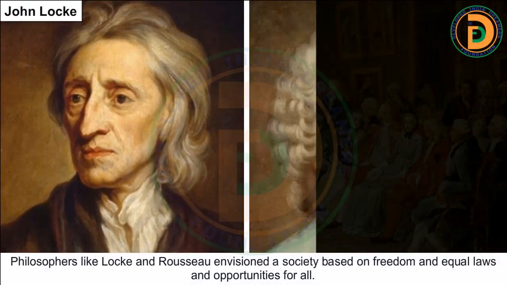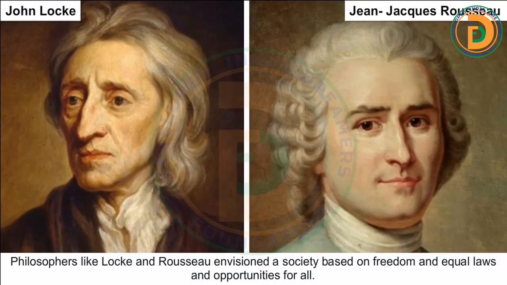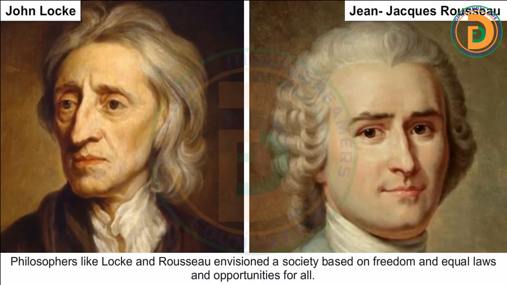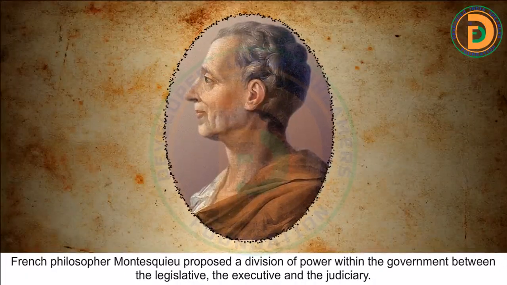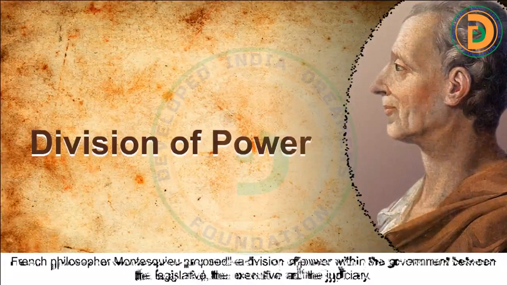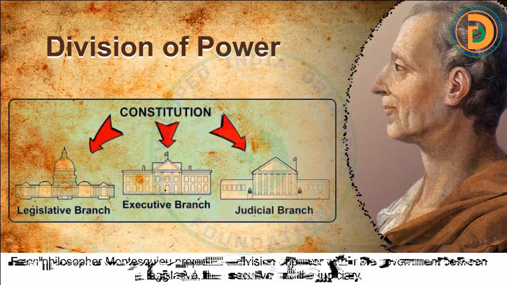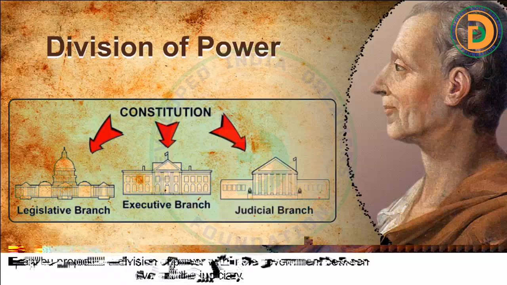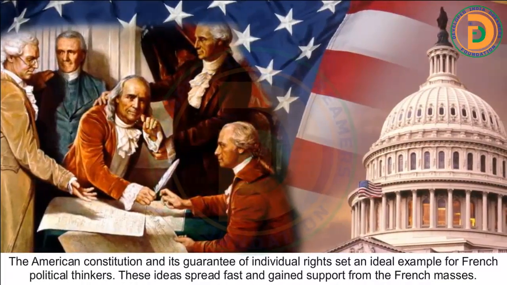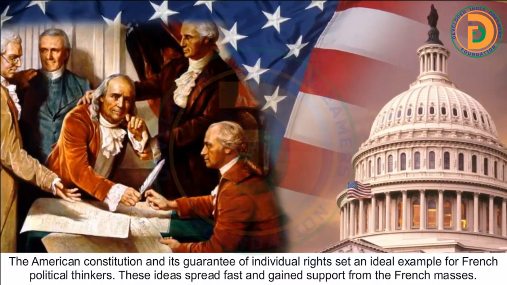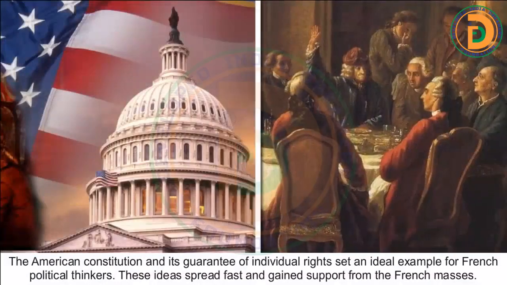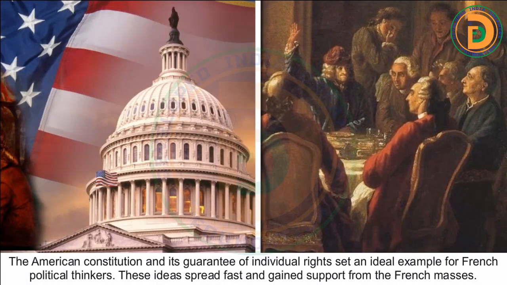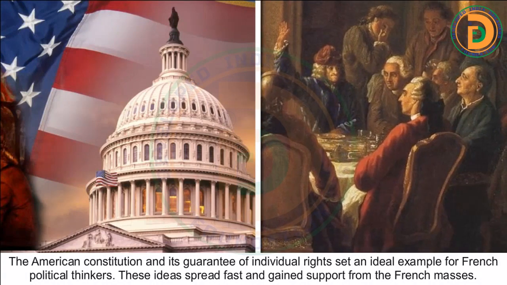Philosophers like Locke and Rousseau envisioned a society based on freedom and equal laws and opportunities for all. French philosopher Montesquieu proposed a division of power within the government between the legislative, the executive, and the judiciary. The American Constitution and its guarantee of individual rights set an ideal example for French political thinkers. These ideas spread fast and gained support from the French masses.